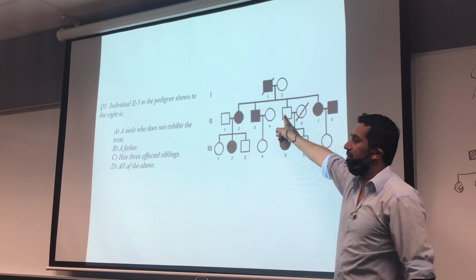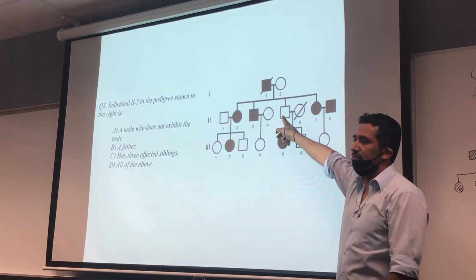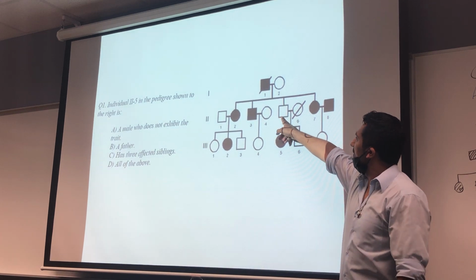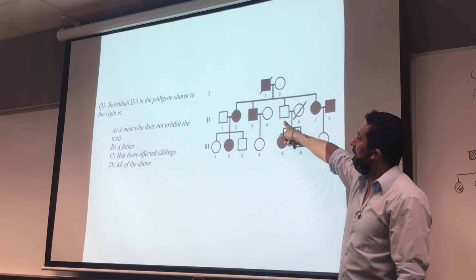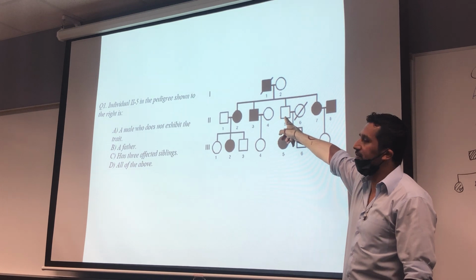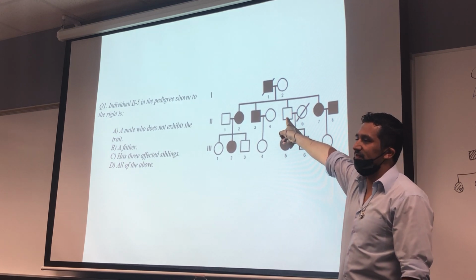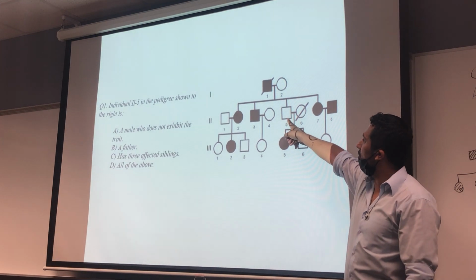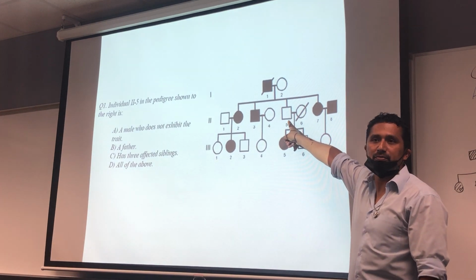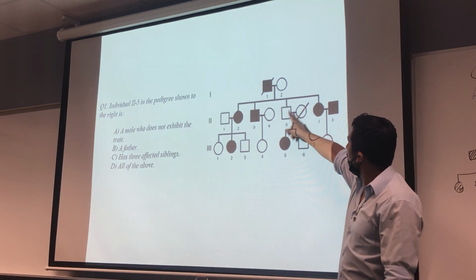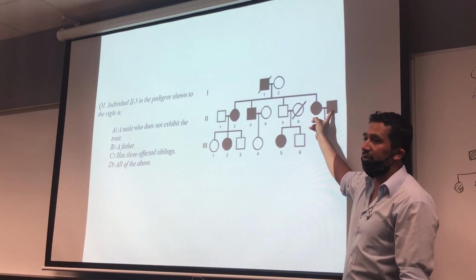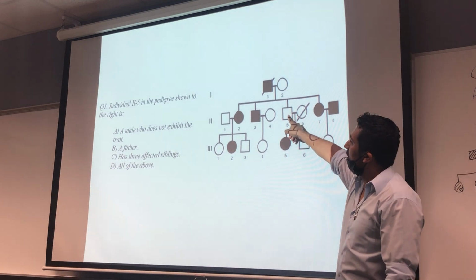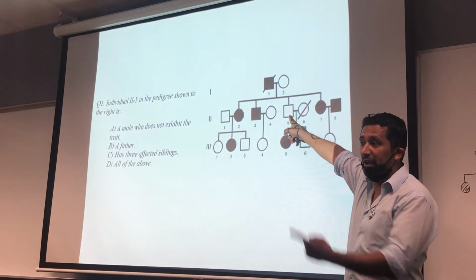A, B, C, or D? What is this individual right here? B, a male who does not exhibit the trait. So B. No. But what about A, a male who does not exhibit the trait? Is that true or not? Yeah, that is true, right? This one is an affected male, a male showing the trait. This one is unaffected. So A is true.